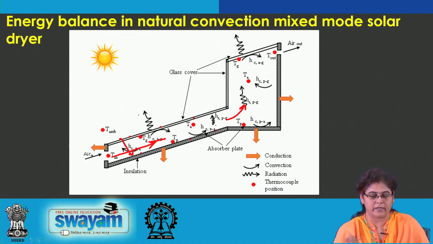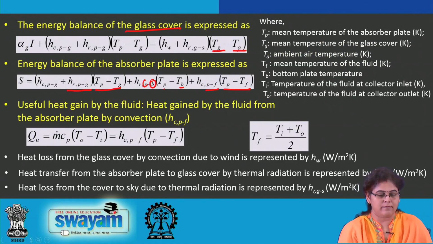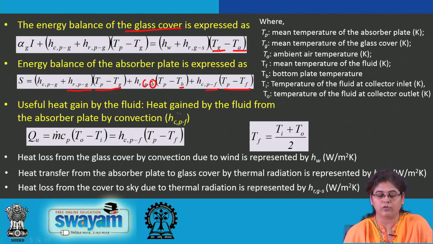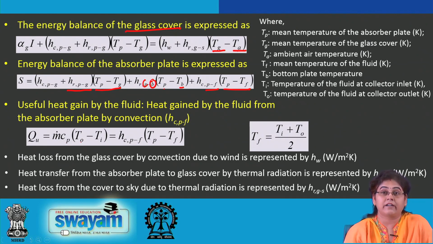As can be shown over here, Qu is the useful energy gained by the fluid. So, the useful heat energy gained by the fluid is nothing but equal to the heat gained by the fluid from the absorber plate by convection. So, Qu, the useful energy gain, is nothing but equal to m Cp dT. This is the mass flow rate of air into Cp, the specific heat. To is the collector outlet temperature and Ti is the collector inlet temperature.